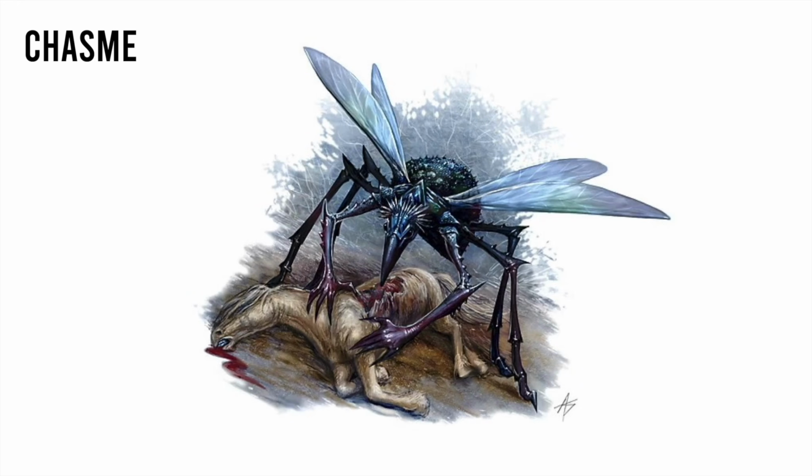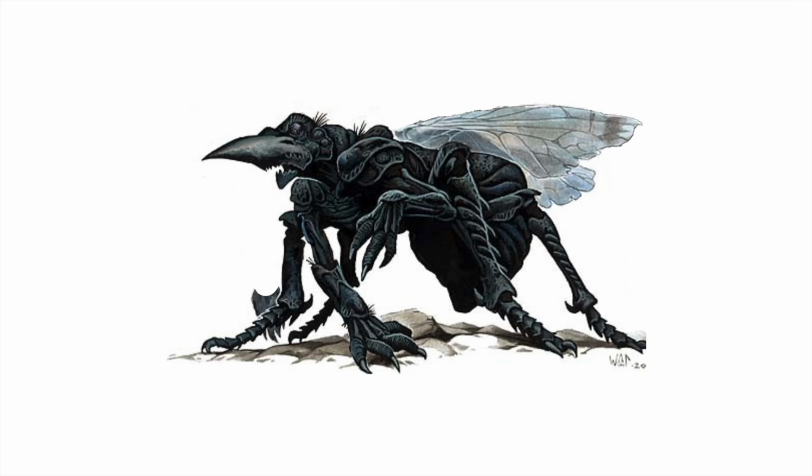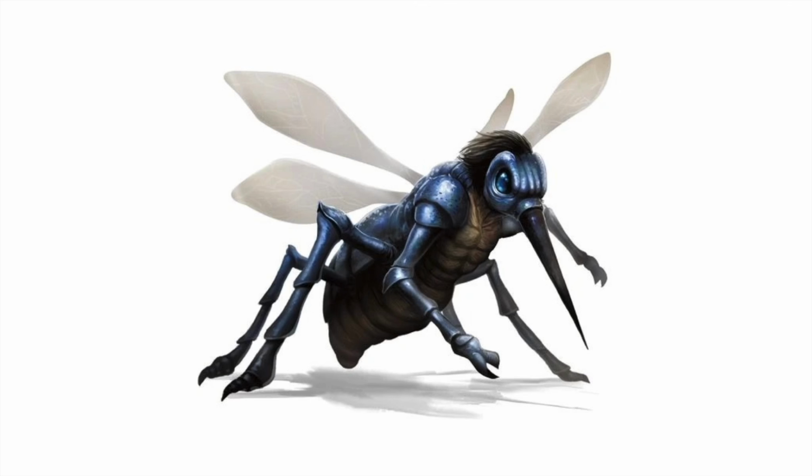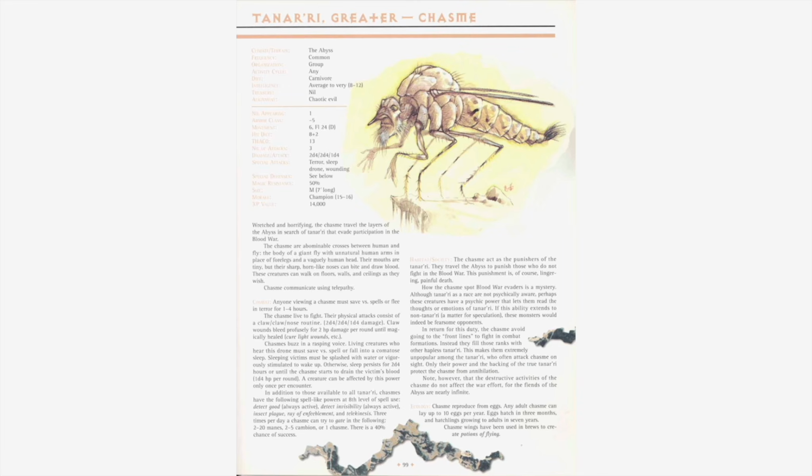Chasmi are creepy hybrids between giant flies and humans. Their role is to be the punishers of the tanar'ri that evade participation in the Blood War. They psychically spot the deserters and swoop down from the skies to kill them and suck out all of their blood. Because of this, the other tanar'ri don't like them very much and try to kill them when they can, but the true tanar'ri protect the Chasmi from annihilation.